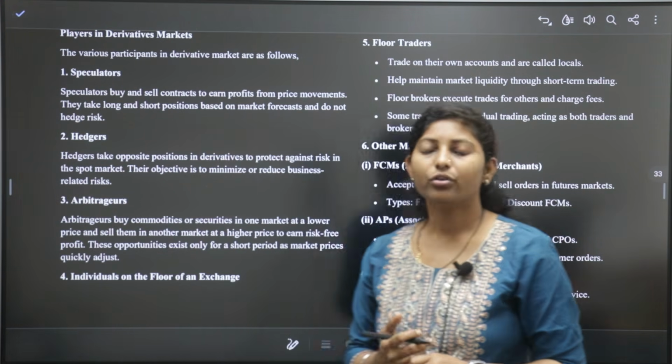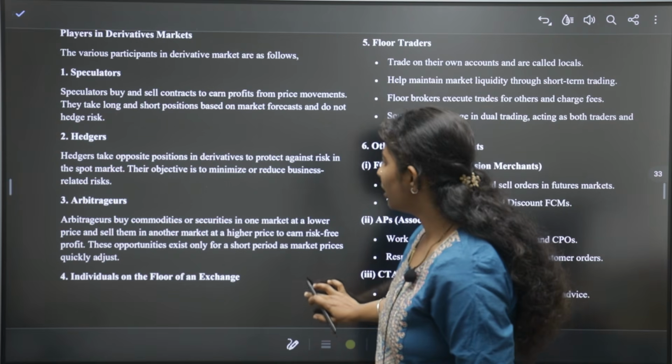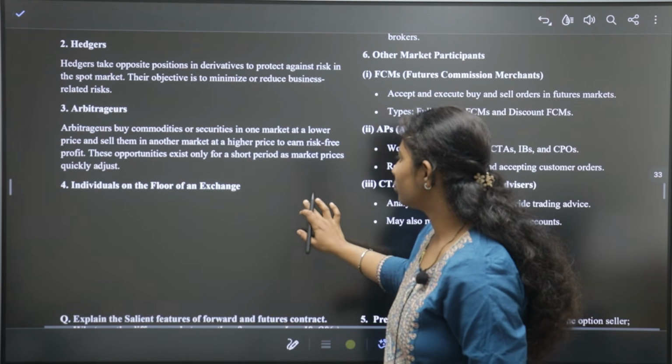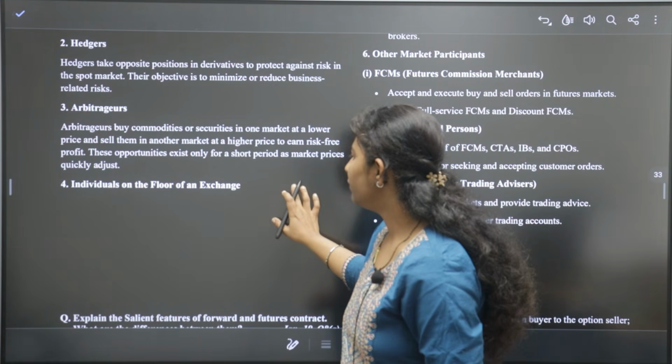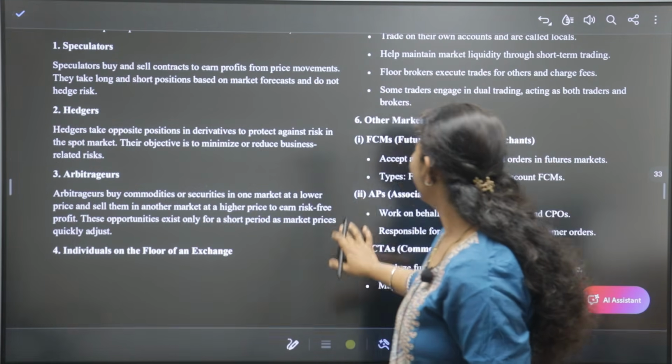Okay, they are not ready to take a large amount of risk. They are the arbitrageurs, buying at a lower price and selling at a higher price. Next we have individuals on the floor of an exchange.